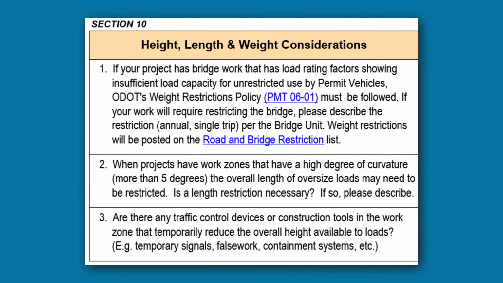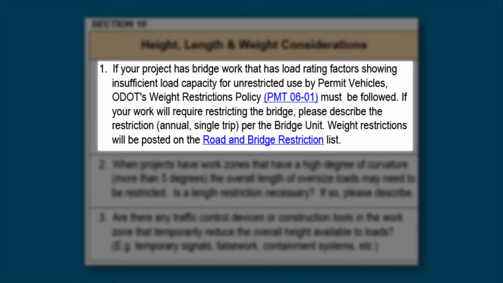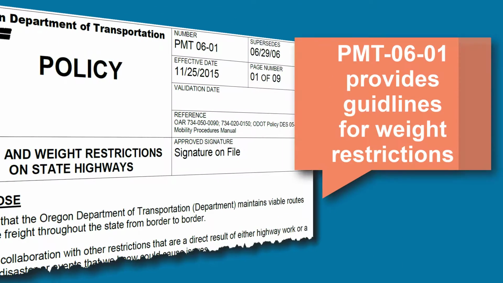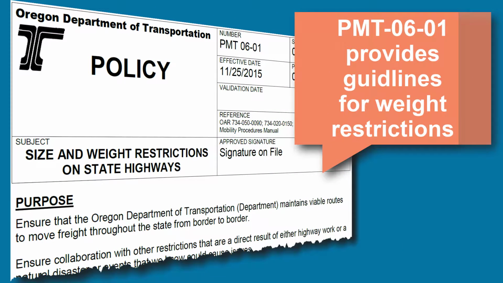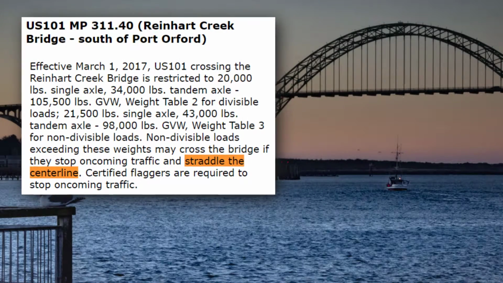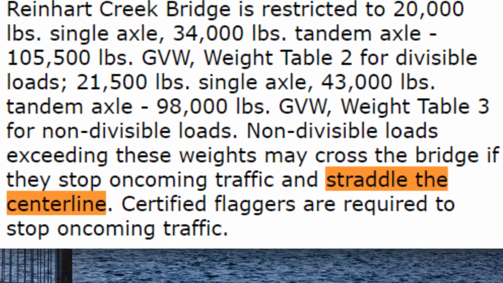Section 10 addresses height, length, and weight considerations. In question 1, indicate if your project will require restricting a bridge for weight. ODOT's size and weight restrictions policy provides specific guidelines for weight restrictions that must be followed when a weight restriction is needed. Some examples of temporary weight restrictions: some weight-restricted bridges require heavy loads to straddle the center line.